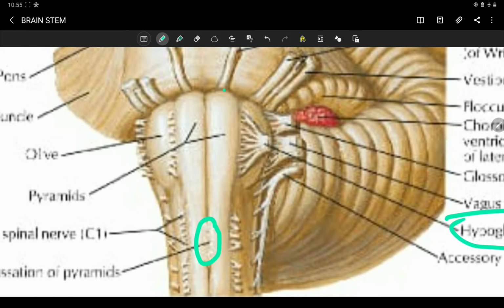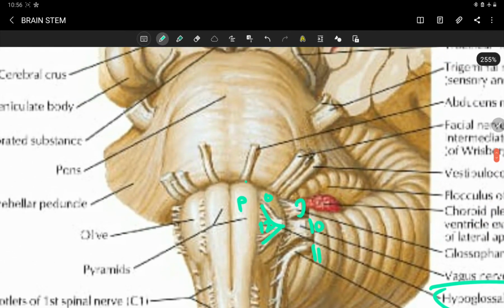This is your pyramidal tract decussation area. So these sided fibers go to the opposite side, and similarly these sided fibers go to the opposite side. This is about the medulla. In between the pyramid and olive, your 12th cranial nerve is emerging out. You can see this, and lateral to the olive, you can see the 9th, 10th, 11th cranial nerves emerging out. This is the ventral aspect of the medulla.